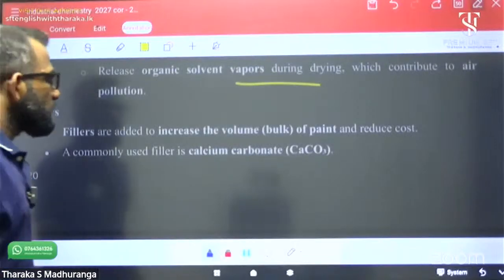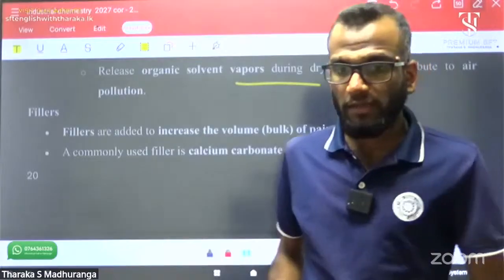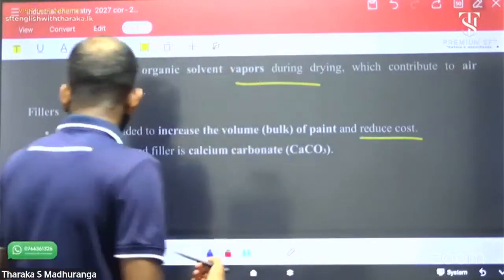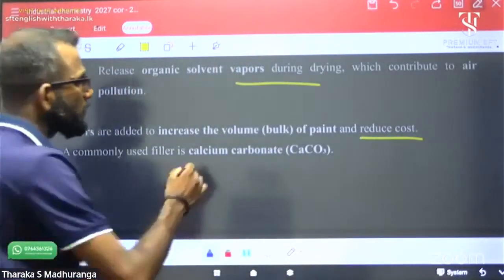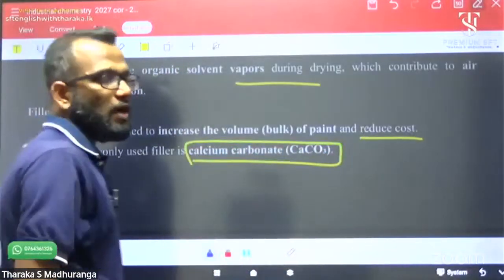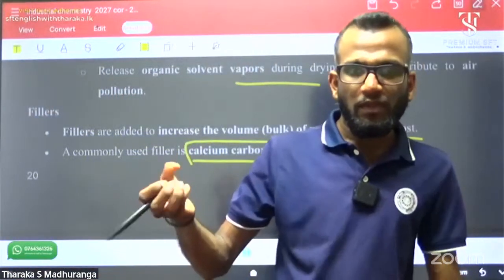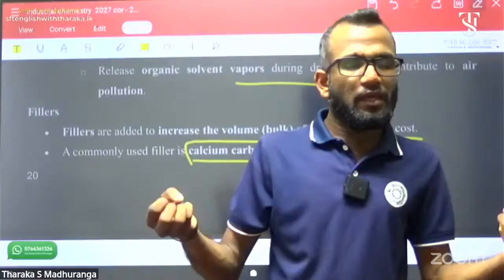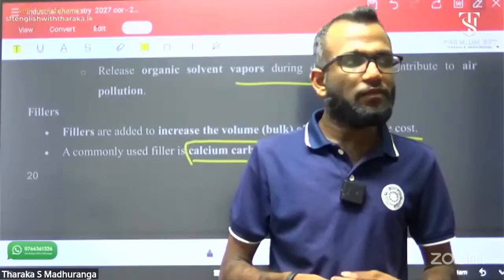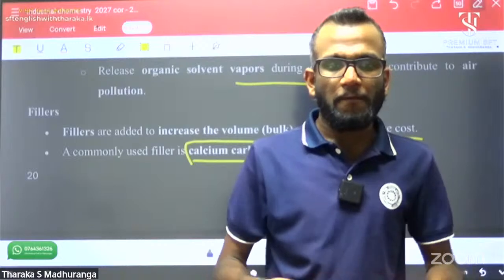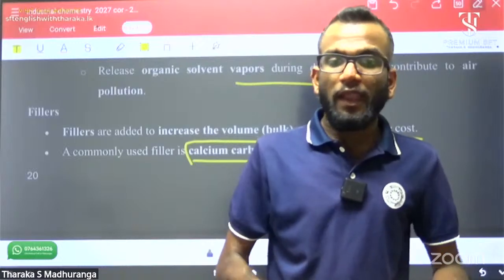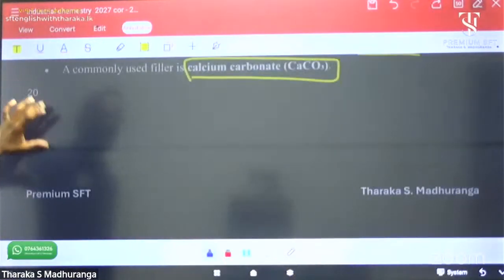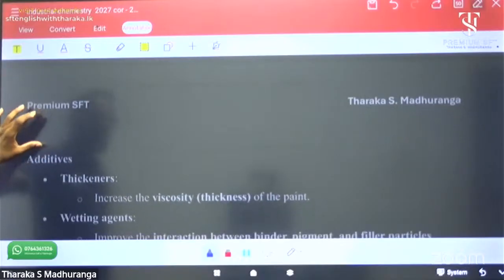Yeah, they are the fillers. Filling agents. We can increase the quantity, the bulk of the paint production, to reduce cost. The commonly used filling agent is calcium carbonate. Remember, calcium carbonate. Calcium carbonate means one of the, I forgot the word. Lime, calcium carbonate, lime. Lime is limestone.